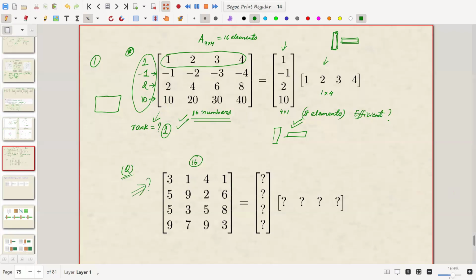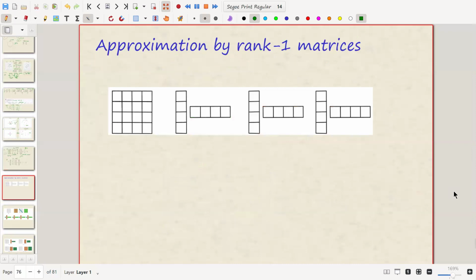Anyway, so what is this idea? Can you tell me? To decompose like this, the matrix should be of rank 1. Is this of rank 1? We don't know yet. We will see. Think about this. So this is what it is. This motivates us to rank 1 matrices.